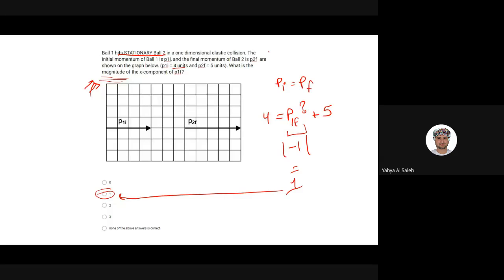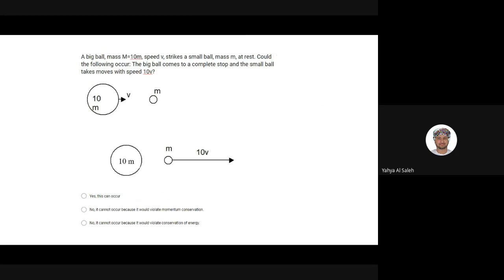Okay. Let's try another one. A big ball of mass 10 m, speed v, strikes a small ball, mass m, at rest. Could the following occur? Is it possible or not? The big ball comes to a complete stop, and the small ball moves with the speed of 10v. Is it possible or is it not possible?